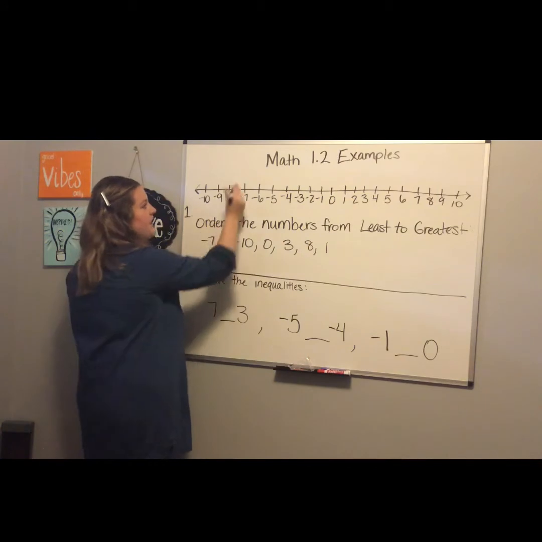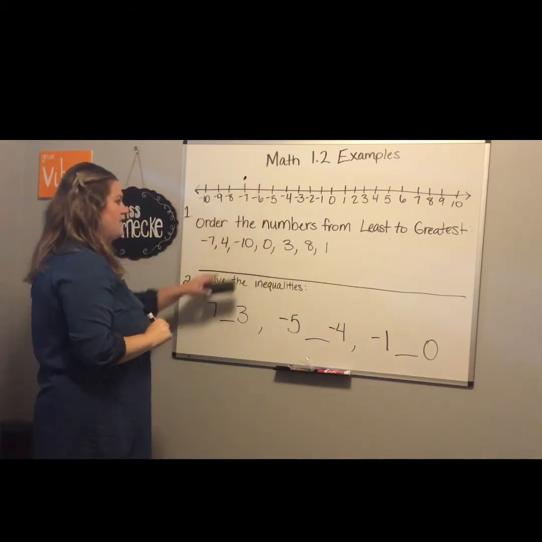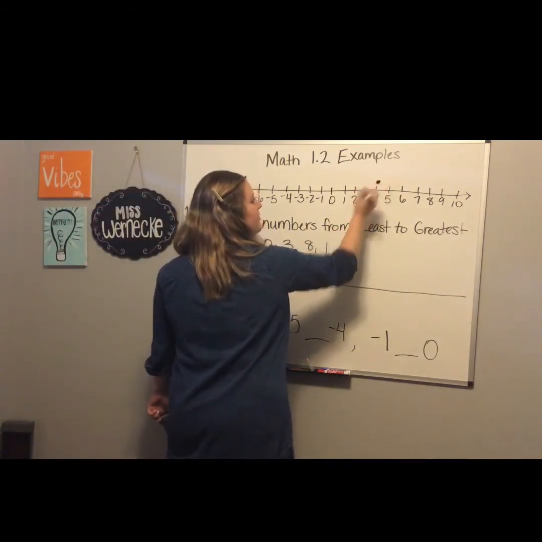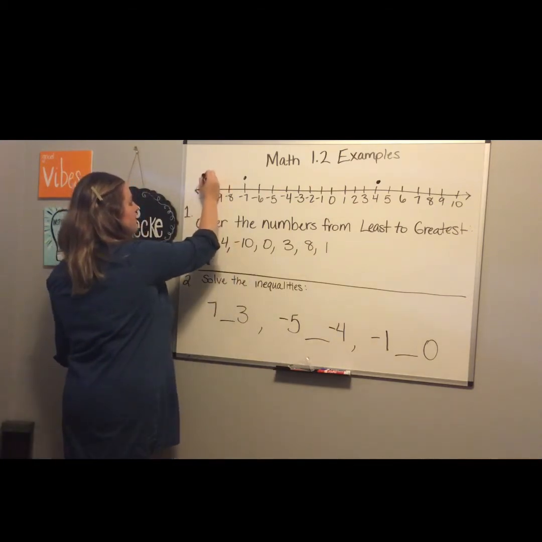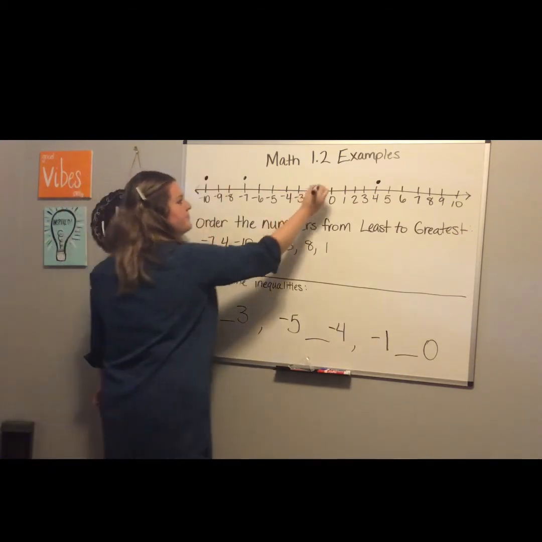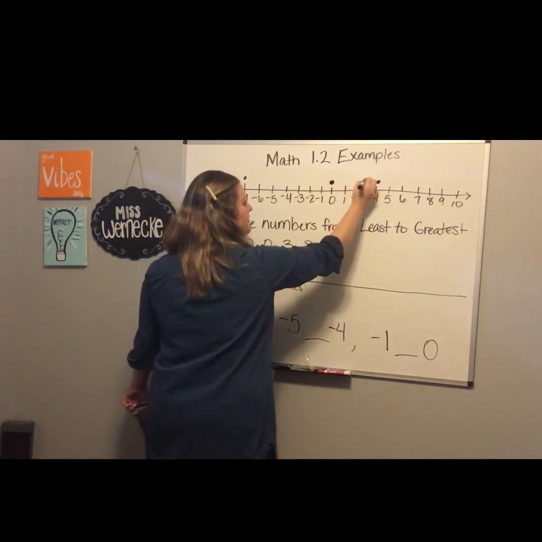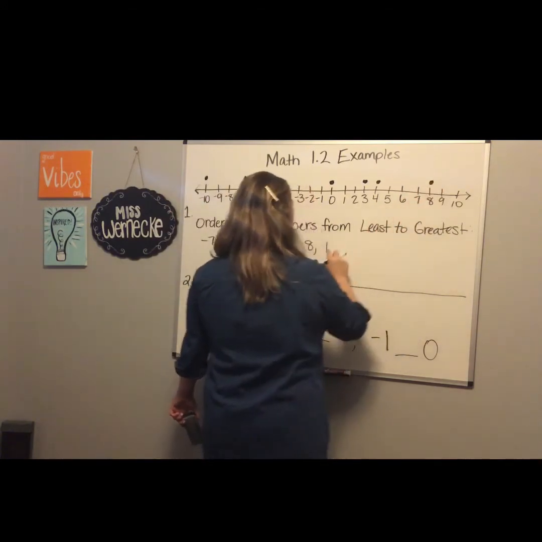So my first number is -7. I'm just going to put a little dot above -7. And then I have +4. I'm going to put a little dot above +4. -10. 0. +3. +8. And a +1.